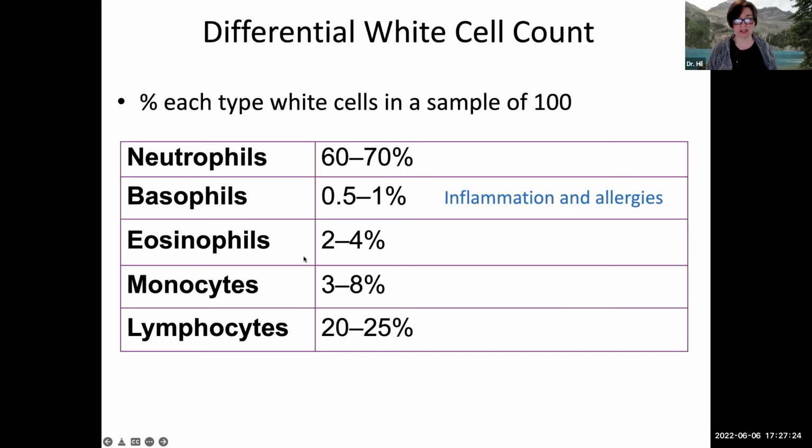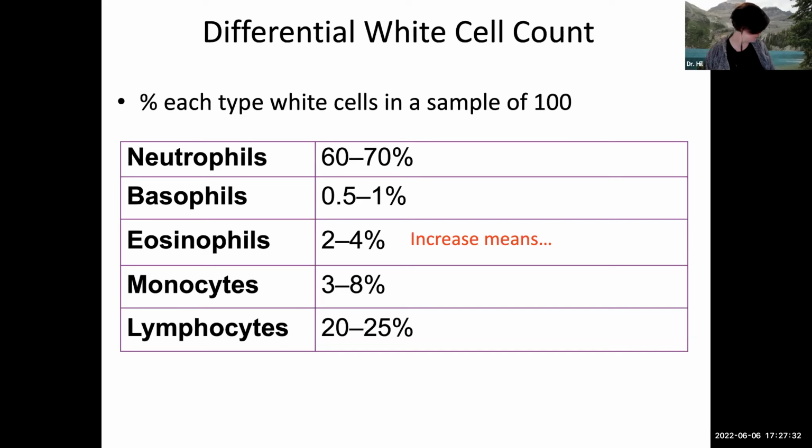Eosinophils have a very particular role. When we see more than we are expecting of eosinophils, what does that often indicate? Yeah, eosinophils are antiparasitic. So seeing more of these suggests that someone has a parasitic infection, although it could also mean that they're dealing with chronic allergies.